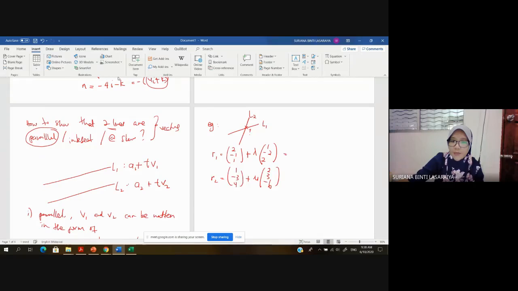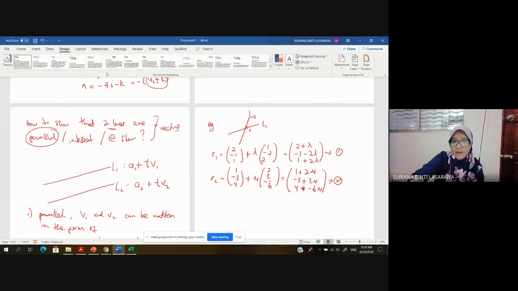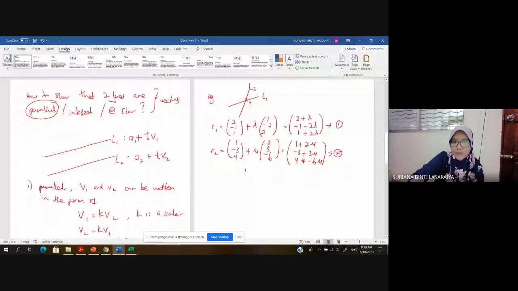First you must solve yang r1 ini. So dia akan jadi 2 plus lambda, you multiply inside and you combine these two vectors. 2 plus lambda, negative 1 minus 2 lambda, 1 plus 2 lambda. So you akan dapat ini ya. And then 1 plus 2 mu, negative 3 plus 3 mu, 4 minus 6 mu. So you akan dapat ini kan? Okay. So we let this as equation 1 and let this one as equation 2. Then we compare. Okay. r1 equals to r2.